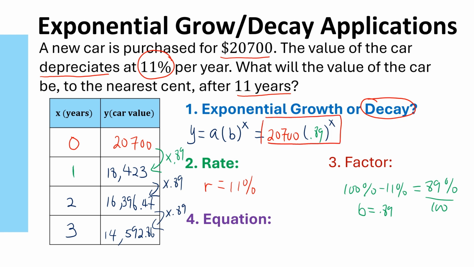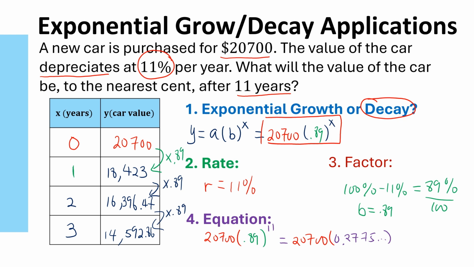So to find the value of the car after 11 years, since we have the general equation for this problem, we can simply substitute x with 11. So we have 20,700 times 0.89 raised to 11. 0.89 raised to the 11th power is going to give you 0.2775, and then keep going.